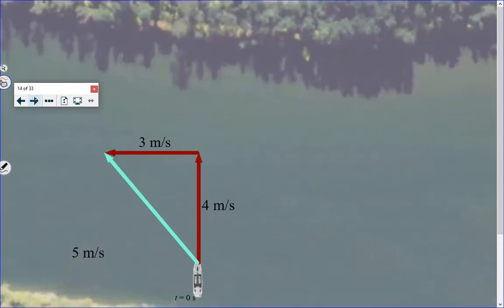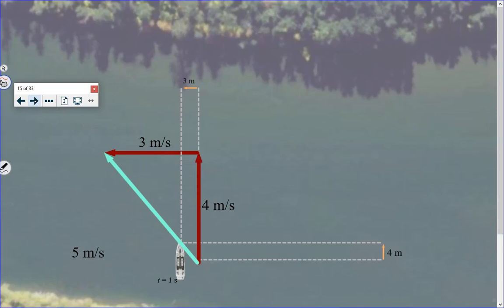If you look at the bottom of your screen, it says t equals 0 seconds. If we wait 1 second and take a snapshot of where the boat is, the boat will be in that location. And the fact of the matter is the boat will still be pointing north. The boat will not turn and twist in the direction of the blue line. If we wait another second and we look at t equals 2 seconds in total, it would have traveled another 4 meters towards the top of the screen and another 3 meters towards the left.